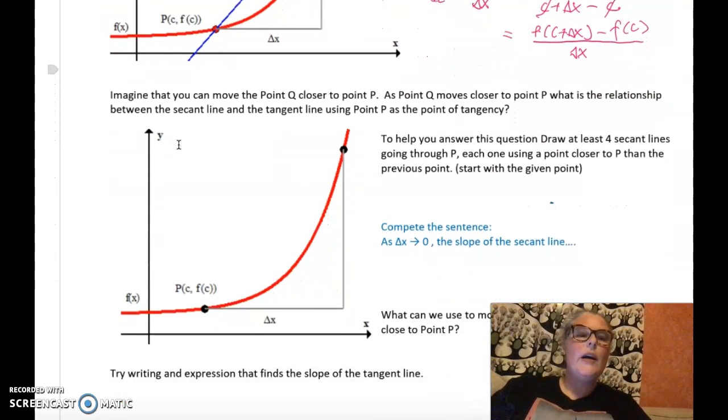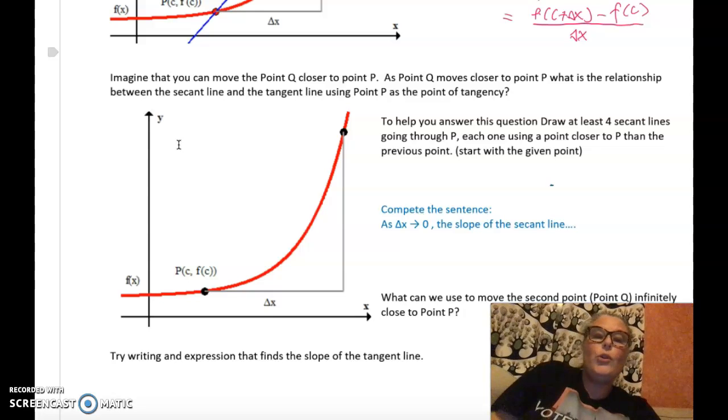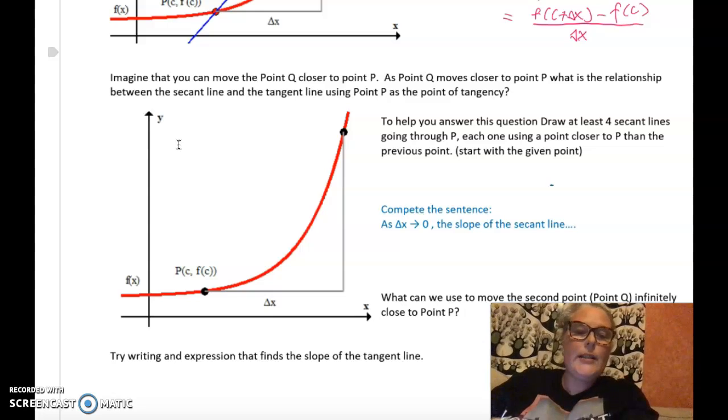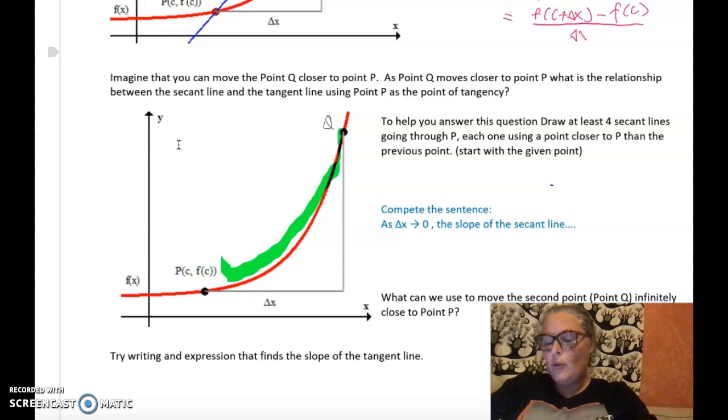All right, moving on. Imagine you can move the point Q closer to point P. So what I want you guys to think about, here's my point Q up here. If I took that point Q and started moving that closer and closer to point P, that means my delta x would get smaller and smaller and smaller. What would happen as point Q moves closer to point P, what's the relationship between the secant line and the tangent line?